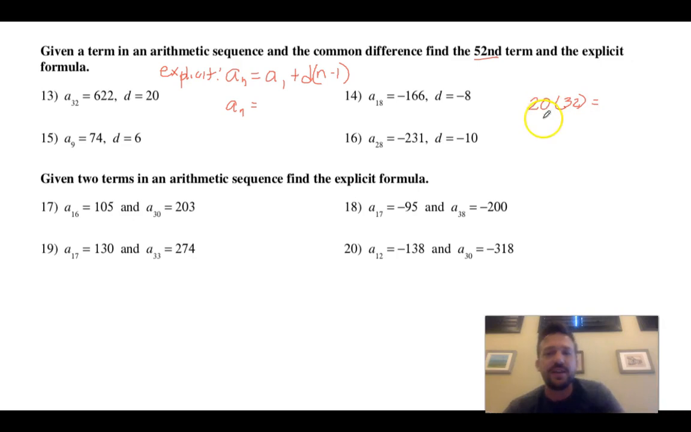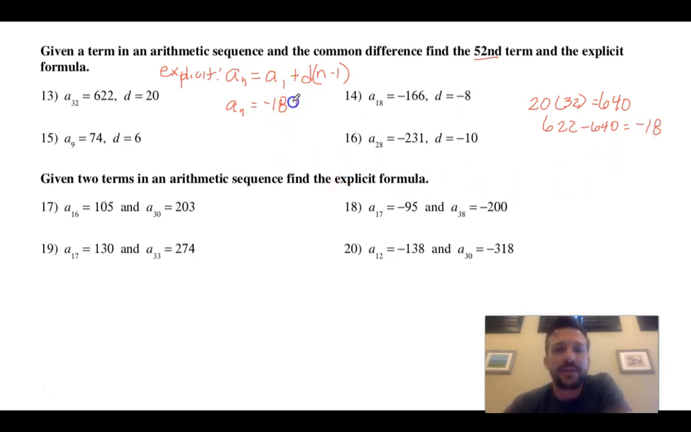And that tells us the difference between there, let's see what this is. 20 times 32 is 640. So if you want to find the first term, you just do 622 minus 640, and it'll give us the answer, which is negative 18, right? Yeah, negative 18. So that's our first term. Our a1 is negative 18. Oh, here, I'll write that over here.